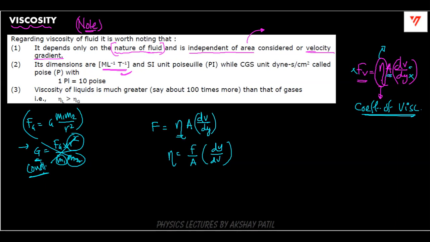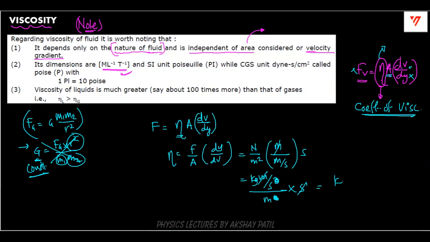This F upon A is Newton per meter square, and here dy means simply the length, meter, and this velocity is meters per second. So meter gets cancelled, the second comes upwards. So this is Newton, which is kg meter per second square, upon meter square into this second. So this meter and one power will vanish, so this is kg per meter per second.